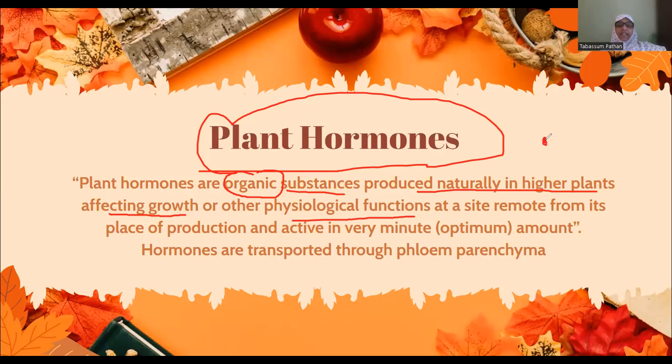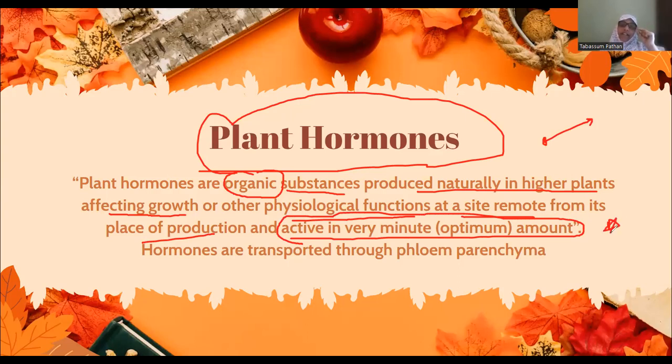Hormones will be synthesized in one spot and can be transported to different parts of the plant, to a site remote from its place of production, and they are active in very minute amounts. So this is one of the important properties of hormones, even in animals, that they can be functional in very small amounts. So you don't require a large quantity of hormones to be effective. A small quantity is enough for the activity to be carried out.